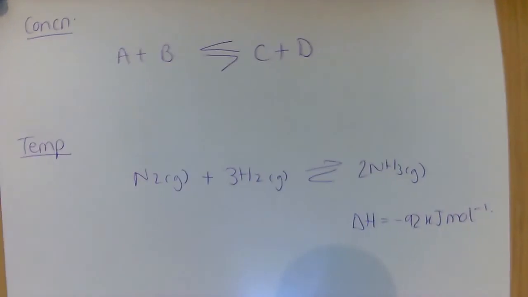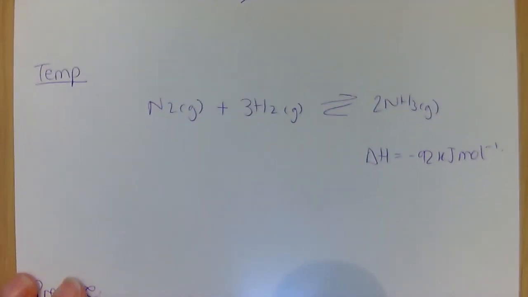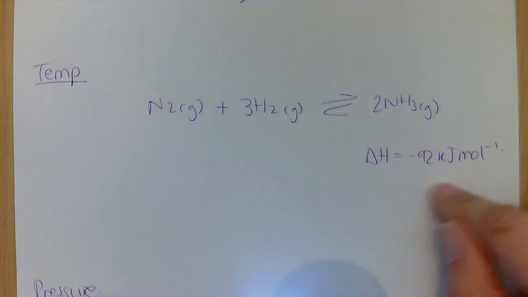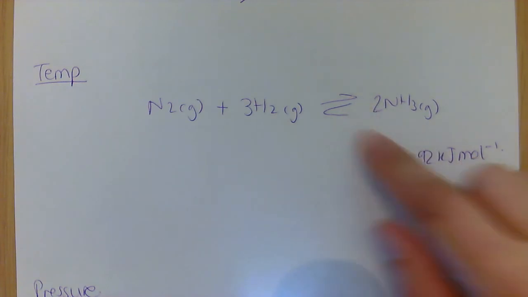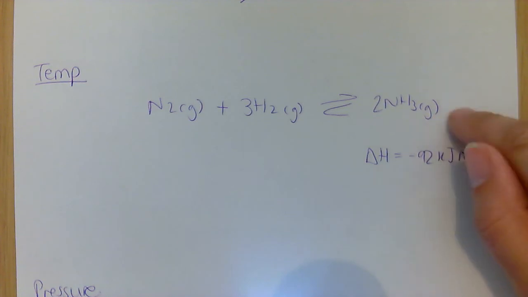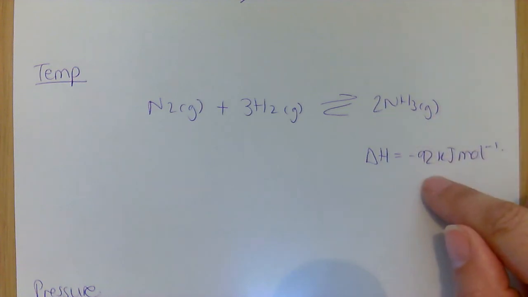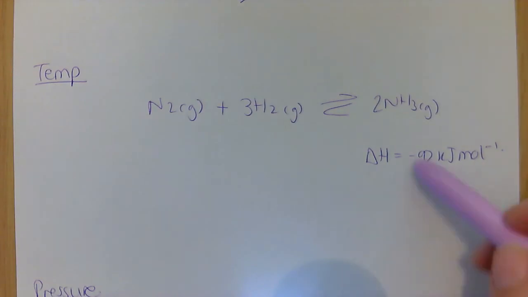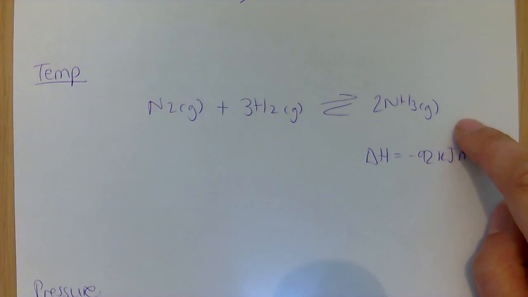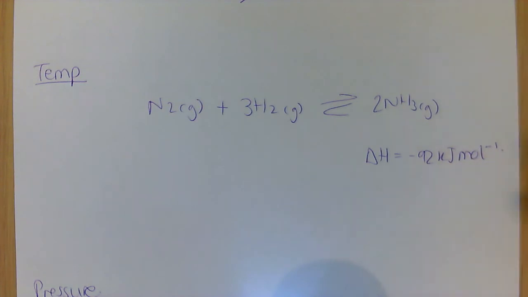So if we think about temperature then, here I've given you an actual example. This is the Haber process. And you can see the enthalpy change for the reaction is minus 92 kilojoules per mole. Remember, this enthalpy change, if it's a reversible reaction, is always relating to the forward reaction. So in the forward reaction, making the ammonia, it's minus 92 kilojoules per mole. And hopefully you can all remember that that minus sign tells us it's an exothermic reaction. So in the forward direction, it's exothermic, which means the temperature is going to increase.